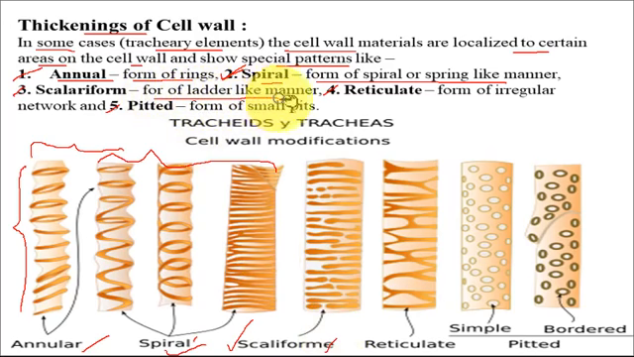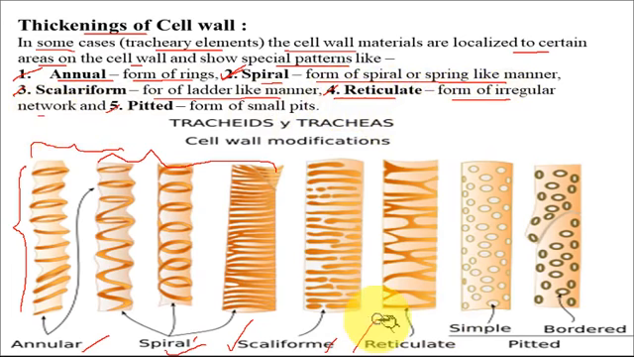the form of ladder-like manner. So here you can see just as a ladder is there, like that the steps are present. So uneven thickenings are distributed in this ladder-like manner, in this scalariform. And the fourth one is the reticulate thickenings, which are in the form of irregular network.